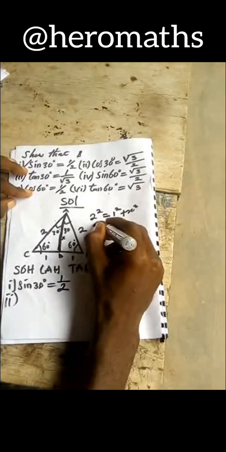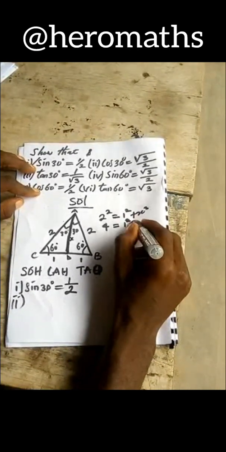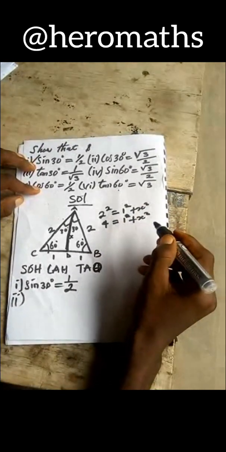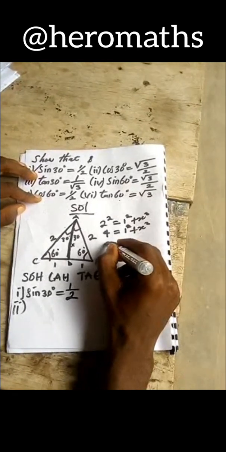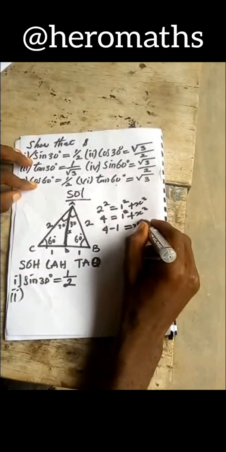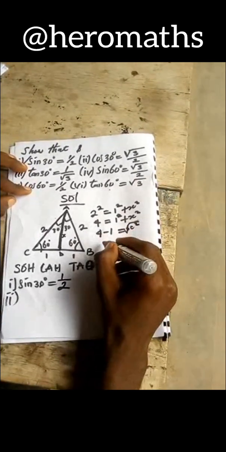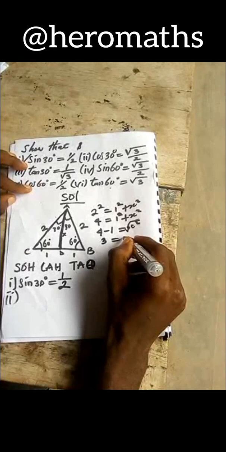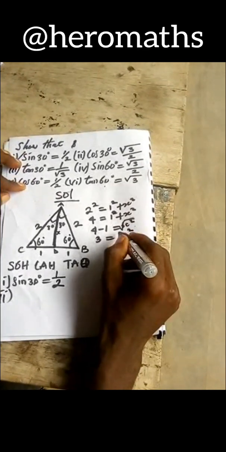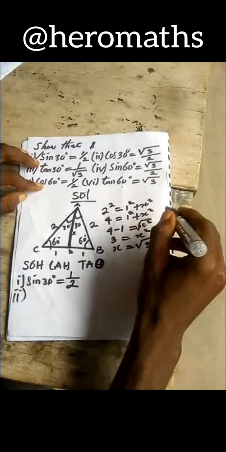So this square will give us 4, that will be equal to 1 squared, which is 1 plus x squared. Collecting like terms, we will have 4 minus 1. The 1 is coming this side, it turns to minus, and then x squared. So we have 3 is equal to x squared, and then squaring both sides, you have x is equal to root of 3.